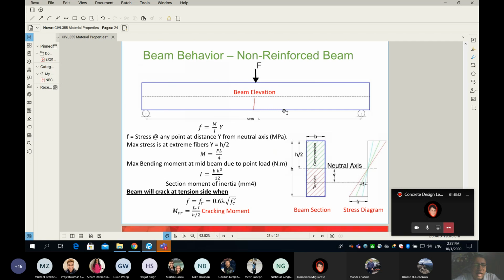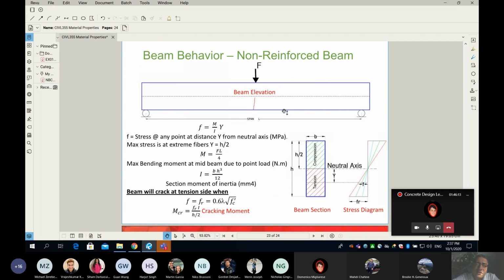You can see here I have an elevation. I call it beam elevation, and the beam is simply supported, not a cantilever, not fixed, because it has supports. You can see them on my elevation. And then I applied a point load in the middle, and I'm calling this force F.